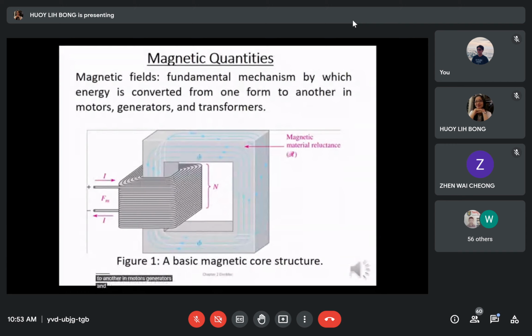Figure 1 shows a basic magnetic core structure. A number of windings are wound across one of the legs of the magnetic material, and current is supplied through the winding to form a magnetomotive force. This will form flux flowing inside the magnetic core structure. The magnetic material has a reluctance R.